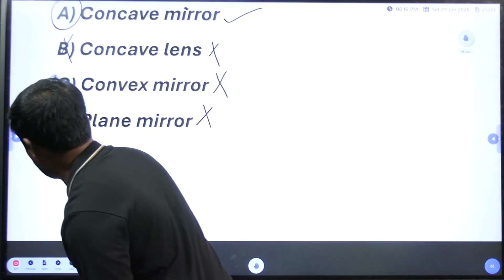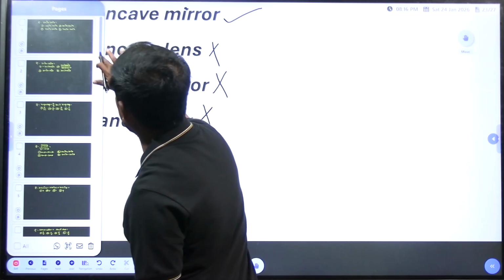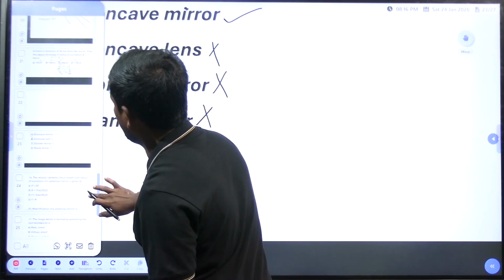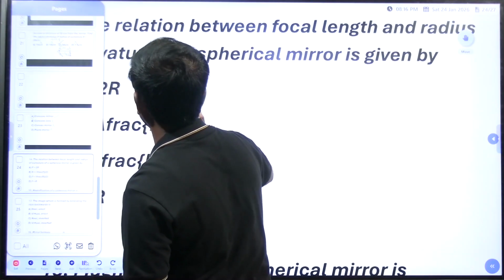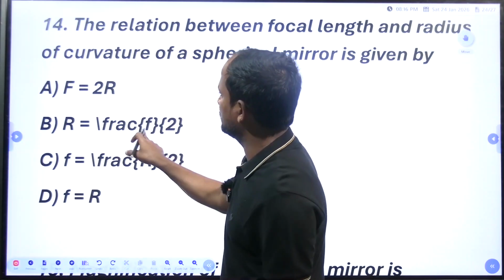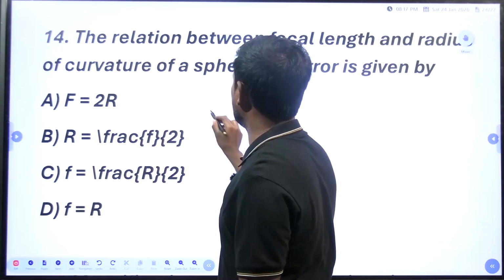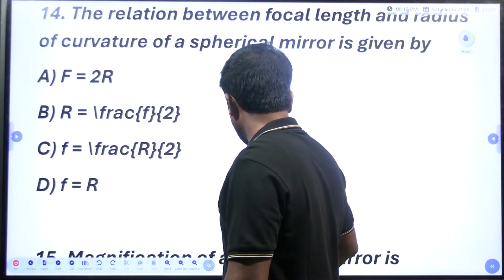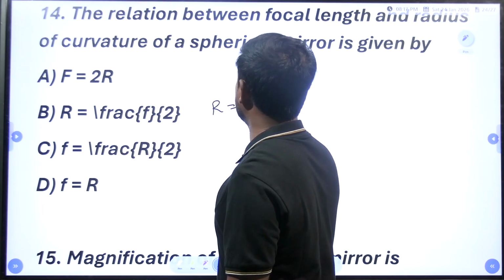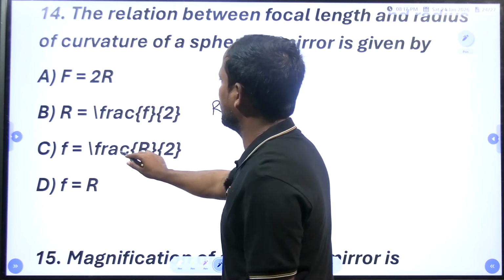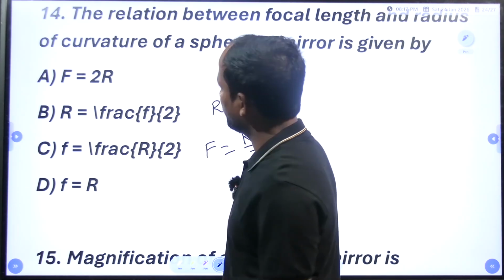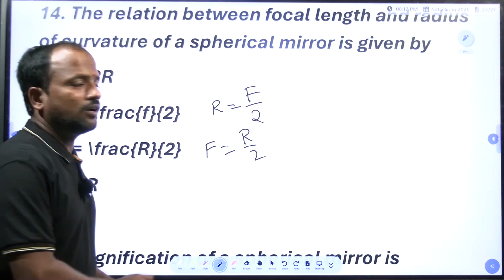These are the top, most important questions, beta. Previously, the examiner asked these questions. Actually, these fractions are different here, meaning f by 2. Here the option you have to write as A. So I will explain. Option R is equal to f by 2. Here f is equal to R by 2. These are the options. The options are changed.